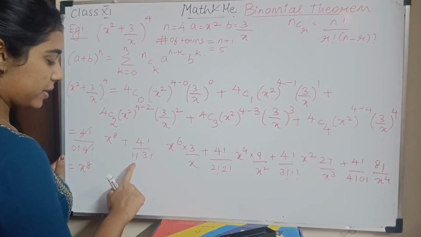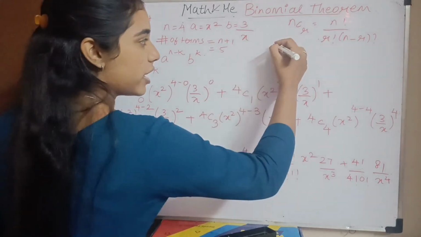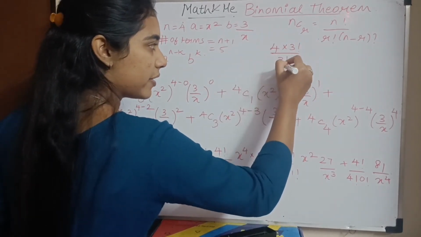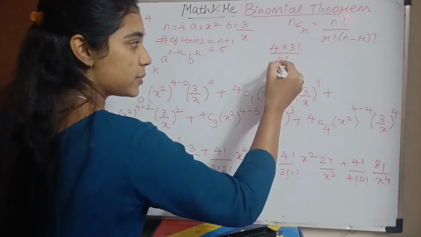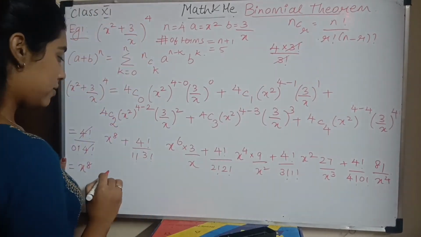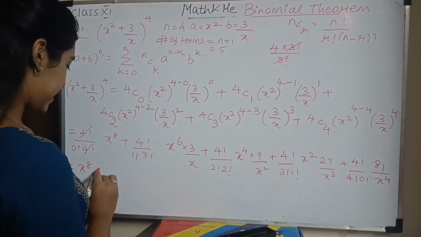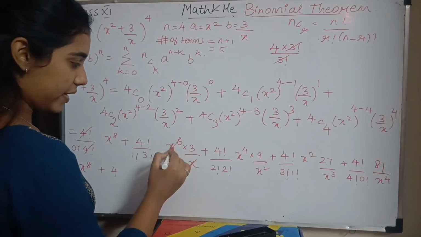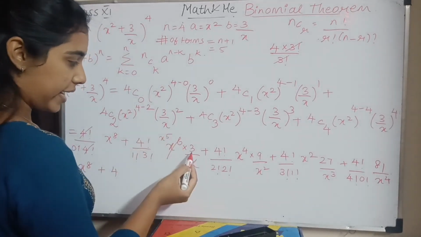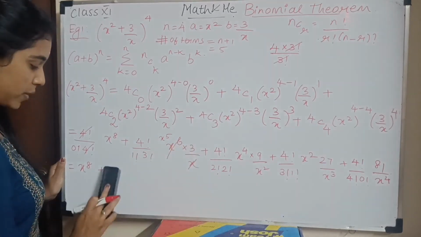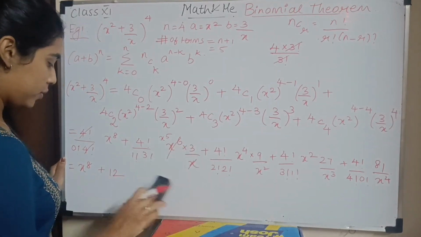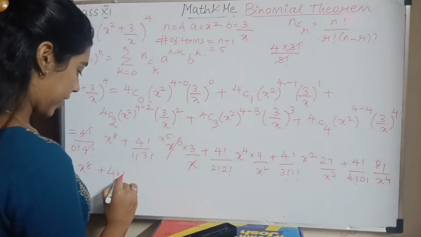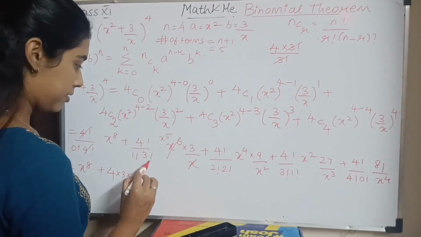4 factorial divided by 1 factorial times 3 factorial. So what do you have? 4 into 3 factorial divided by 3 factorial. 1 factorial is just 1. When you cancel 3 factorial and 3 factorial, you have plus 4. Here the x gets cancelled, so I'll have x to the 5. I have a 3 here. So 4 times 3 is 12. I have times 3 times x to the 5.